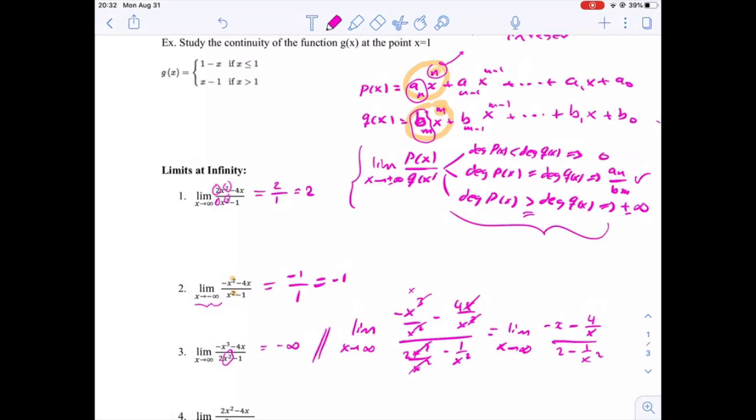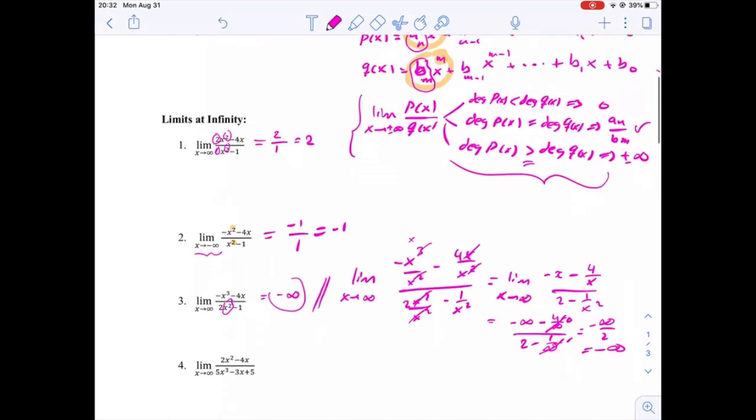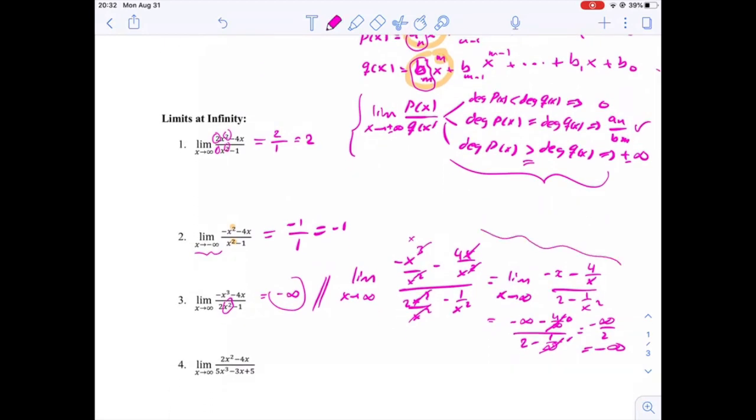Now after simplifying, we just plug in infinity. We have negative infinity minus 4 over infinity, which is 0 in this case because we have a limit, over 2 minus 1 over infinity, which is 0. So we get negative infinity over 2, and that's negative infinity. And that's what we obtained here. So that's the idea. Instead of writing all these steps, we can just use those rules.